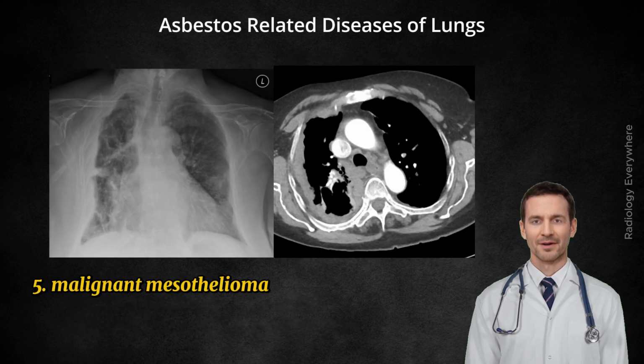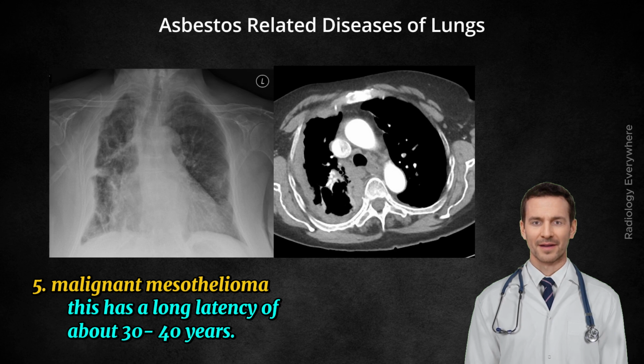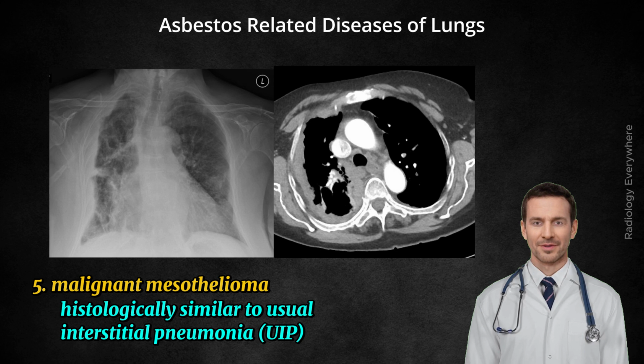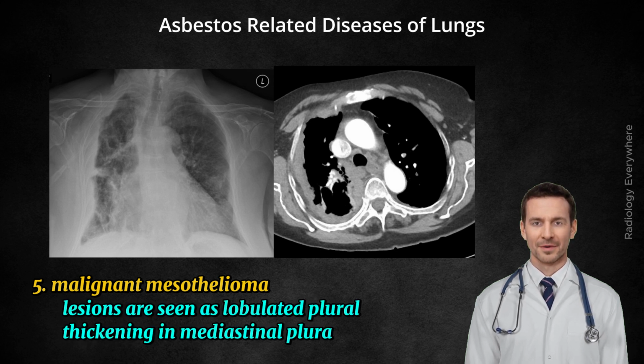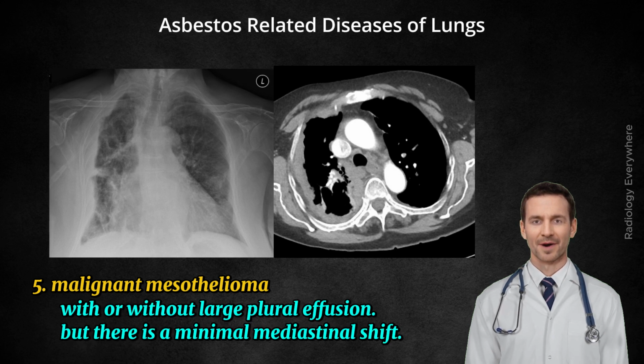Malignant mesothelioma. This has a long latency of about 30-40 years. Histologically similar to usual interstitial pneumonia. Lesions are seen as lobulated pleural thickening in mediastinal pleura with or without large pleural effusion, but there is a minimal mediastinal shift.